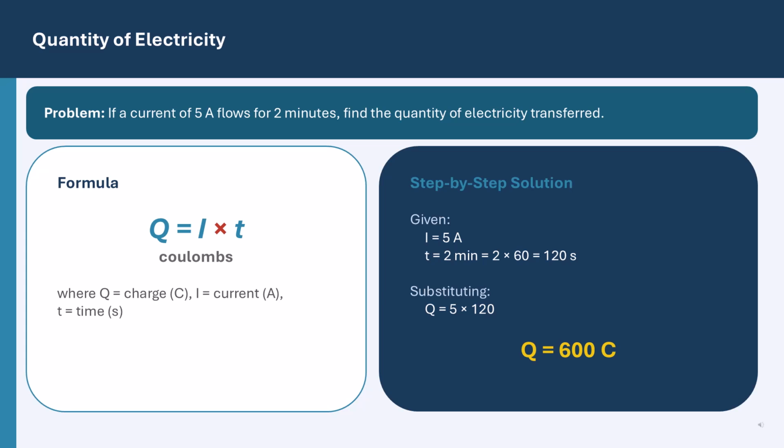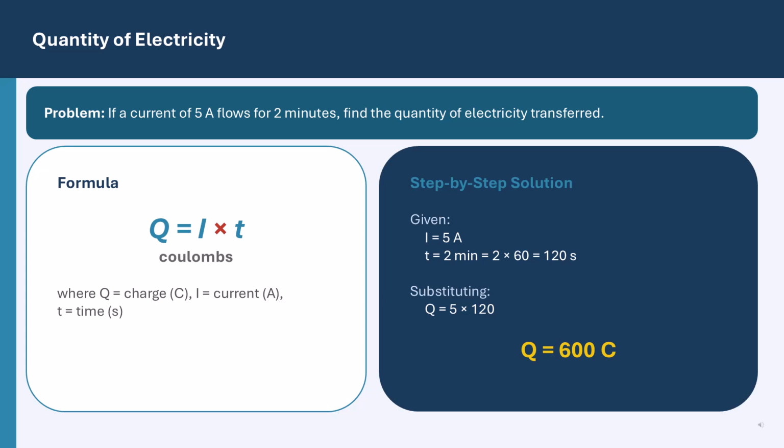The problem states, a current of 5 amperes flows for 2 minutes. We are required to find the quantity of electricity transferred. The governing formula is Q equals I times T, where Q represents charge in coulombs, I represents current in amperes, and T represents time in seconds.